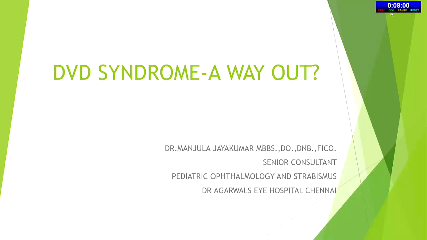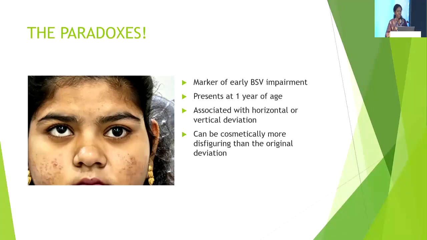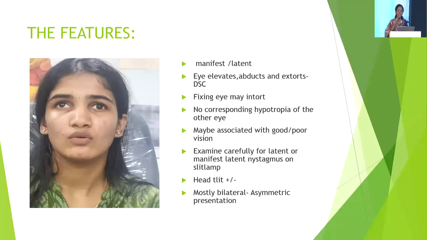Persistent disorder. So is it really a way out with DVD syndrome? By the end of the talk, we will be able to get the answer to this question. DVD is actually a disorder with a lot of paradoxes. It's a marker of early binocular vision impairment, but it itself presents much later at the age of 1 or more. It can be associated with a horizontal or vertical deviation, but DVD is more cosmetically disfiguring than even the original deviation.